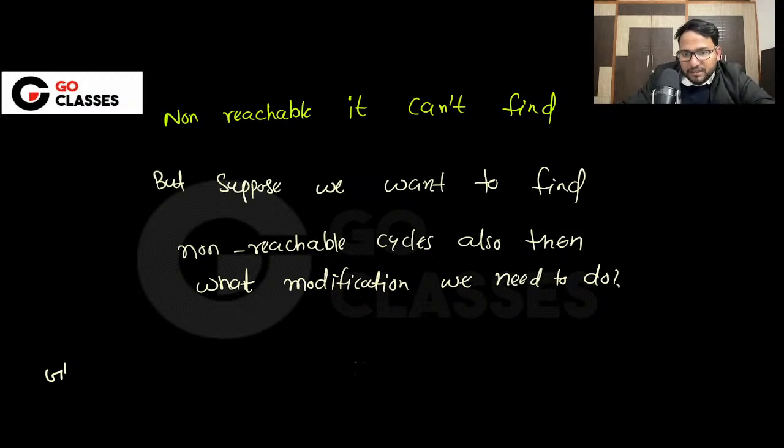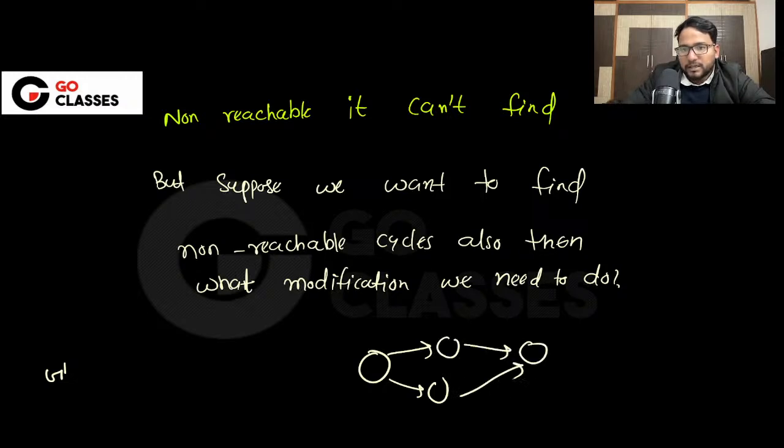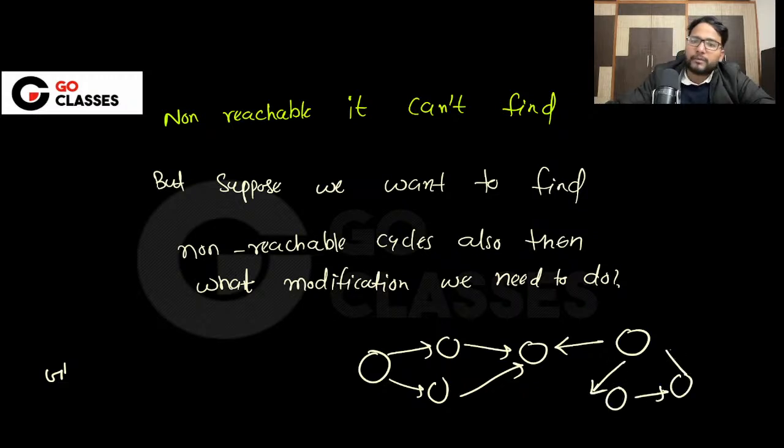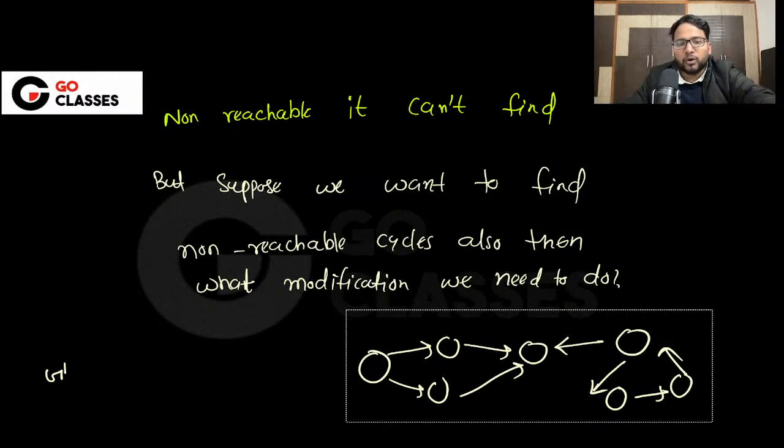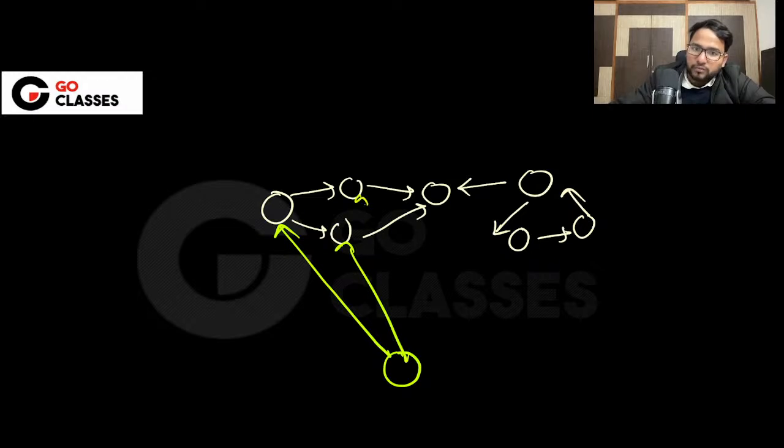let's suppose this is the earlier graph, right? And there is a non-reachable cycle in this earlier graph, maybe a negative cycle. Now, what will I do? If I want to find the non-reachable cycles also, this is the old graph. Then I will add one vertex and add edges from it to all the vertices.